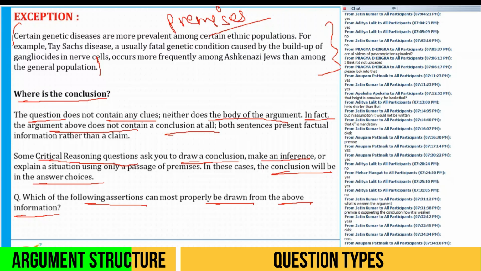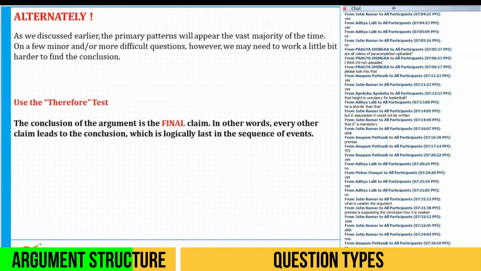Okay. So over here, I will show you an example of a question where it becomes complicated because we get a feeling that there are two conclusions and we have to make up our mind which one is the main conclusion. So how to find out which one is the main conclusion if there are two sentences that look like conclusions? Let's see. Okay, I told you, as we discussed earlier, the primary patterns will appear in the vast majority of the cases. That means in the vast majority of the cases, the conclusion will be either in the question itself or it will be obvious. You will very obviously know what is the conclusion.